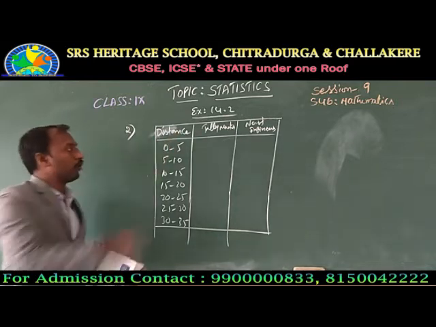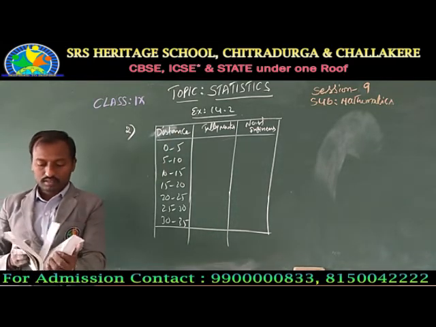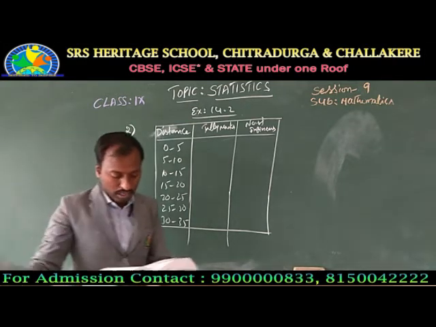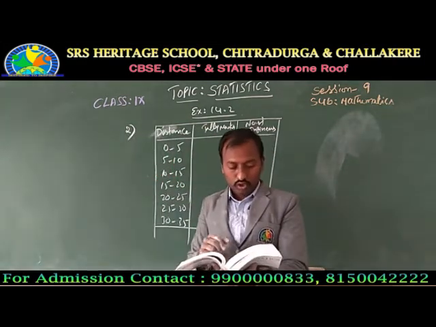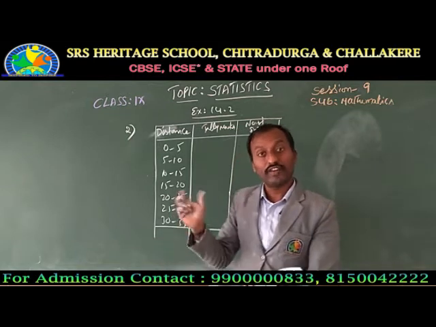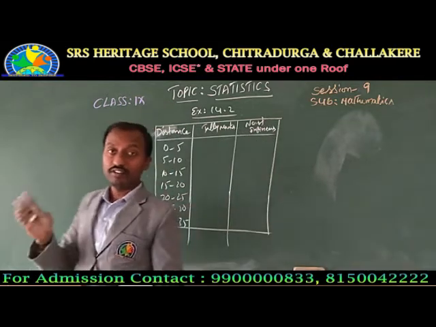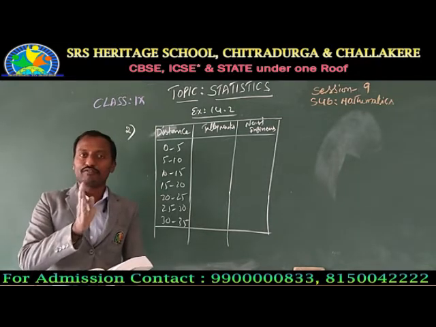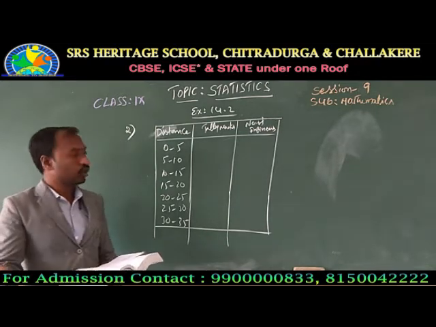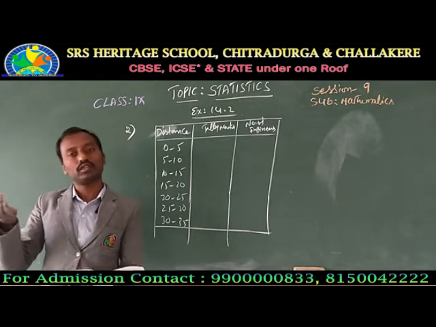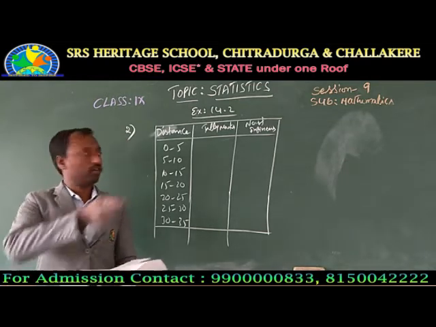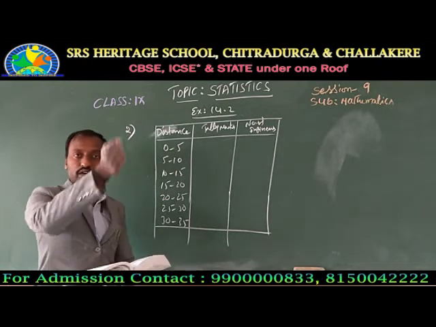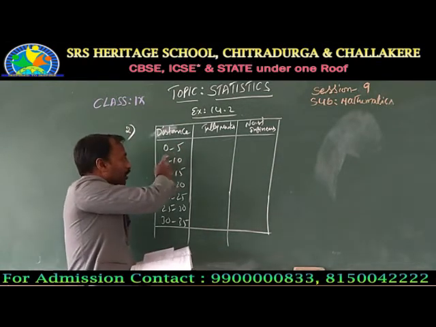Now 0 to 5, how many engineers are there? The engineers travel from their residence to their workplace. So 0 to 5, how many are there? Within 5 kilometers, not 5. 5 is not included here. Less than 5: 0 kilometers, 1, 2, 3, or 4 kilometers only should be considered here. If any engineer's distance from residence to workplace is 5, that should be counted in 5 to 10.